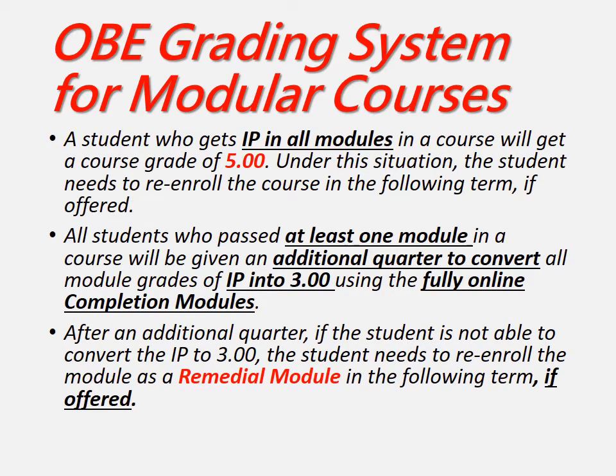A student who gets IP in all modules in the course will get a course grade of 5. Under this situation, the student needs to re-enroll the course in the following term if offered. All students who passed at least one module in a course will be given an additional quarter to convert all module grades of IP into 3 using the fully online completion modules. After an additional quarter, if the student is not able to convert the IP to 3, the student needs to re-enroll the module as a remedial module in the following term, if offered.